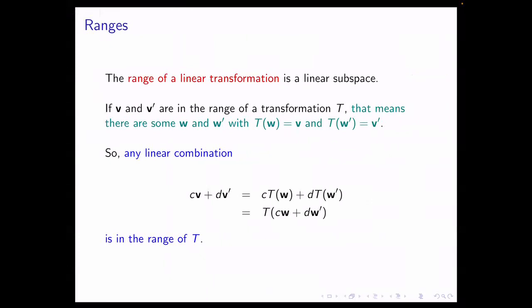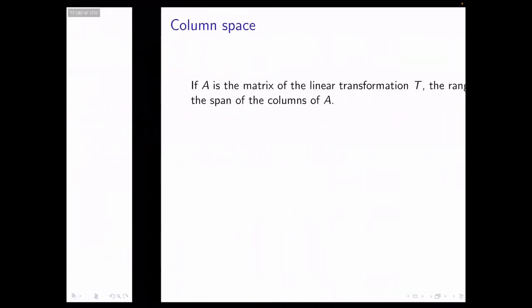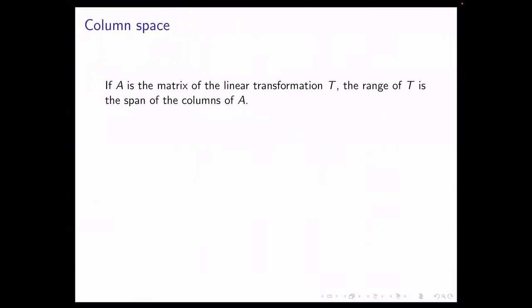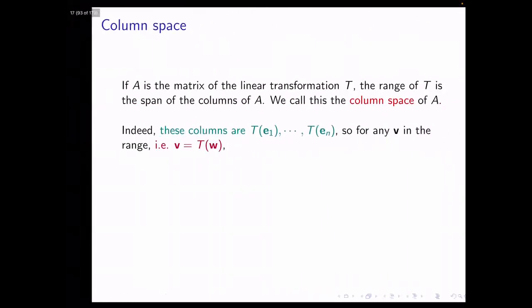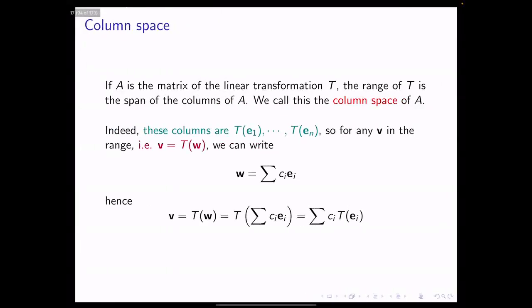Column space. If A is the matrix of the linear transformation T, the range of T is the span of the columns of A. We call this the column space of A. So you remember, we take those vectors e1 through en, which look like 1, 0, 0, 0, then 0, 1, 0, 0, and so on. So these columns are T of e1 and so on, T of en. So for any w in this range, v is equal to T of w. And we can write that w is equal to the sum ci ei, and hence v is equal to T of w equals the sum of ci times T of ei.